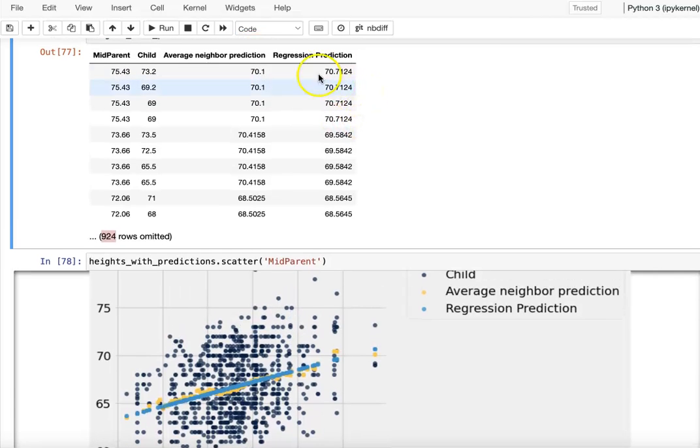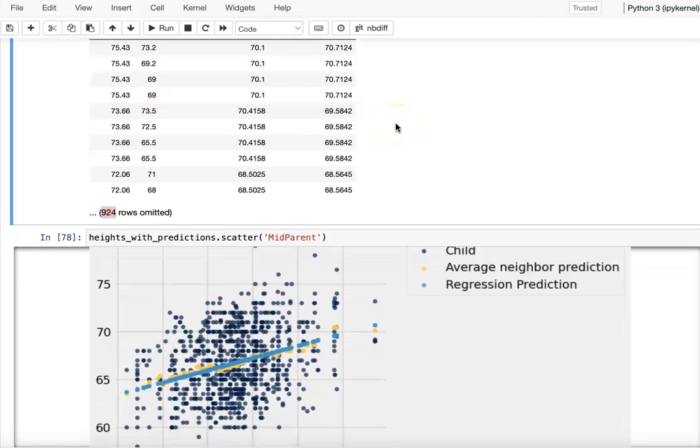But when we use the regression prediction line, we just need to plug in x, the average parent's height, then multiply by the slope plus the intercept. So we got the prediction. The result is pretty close, but one thing is the run time will be slightly different between these two techniques.